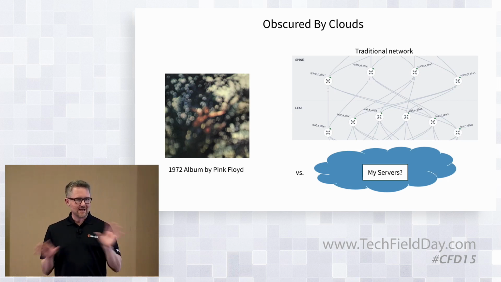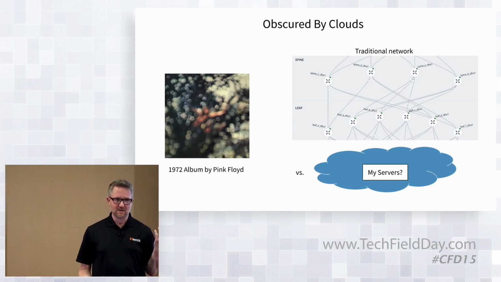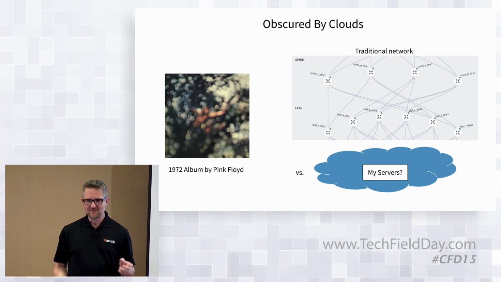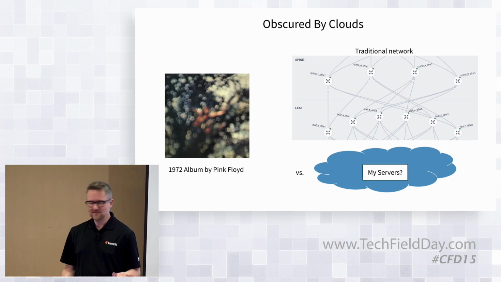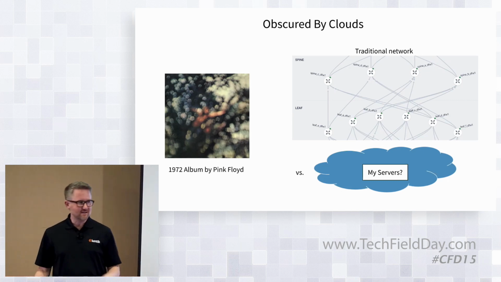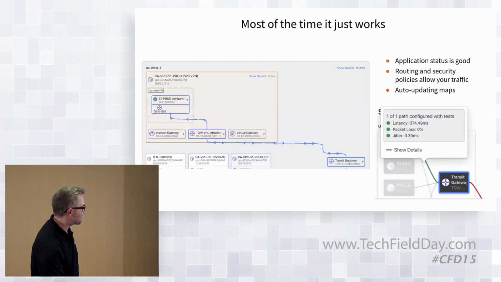We've given up any access to that underlying infrastructure, which is a huge pro, right? Somebody else takes care of all of that, and you can focus on your core competency. The downside is that it's obscured. You can't tell what exactly is going on in there. So that's where Kentik is coming in.